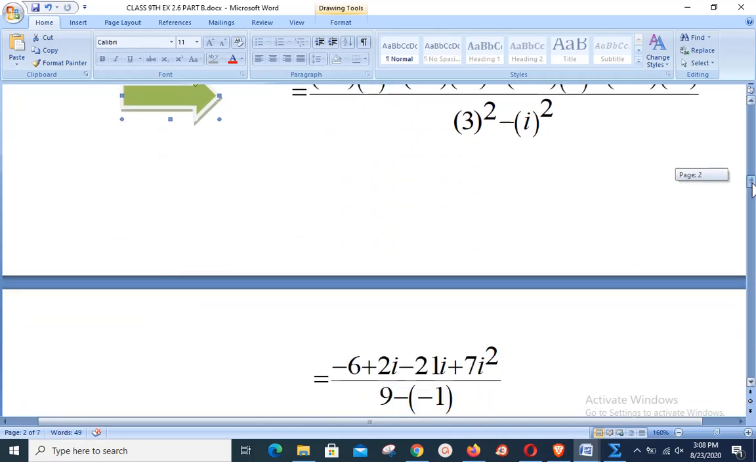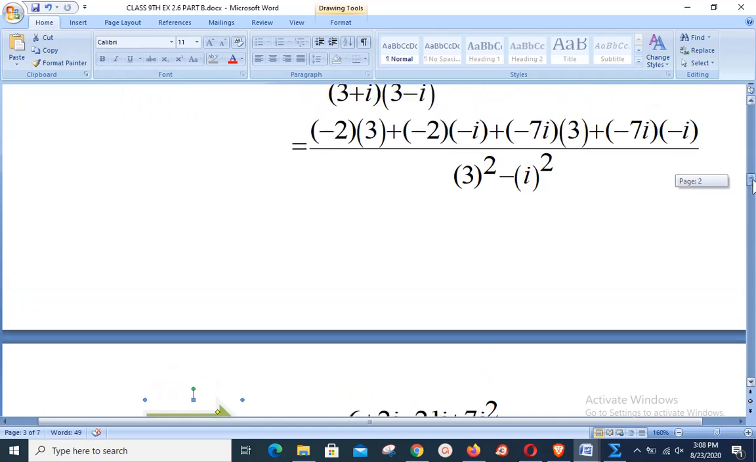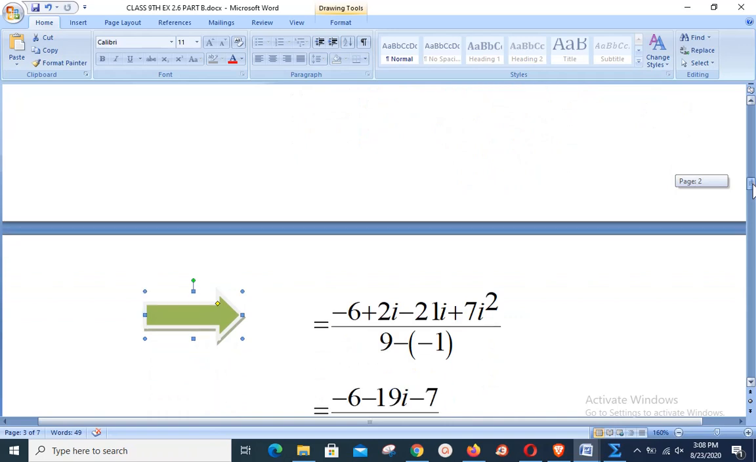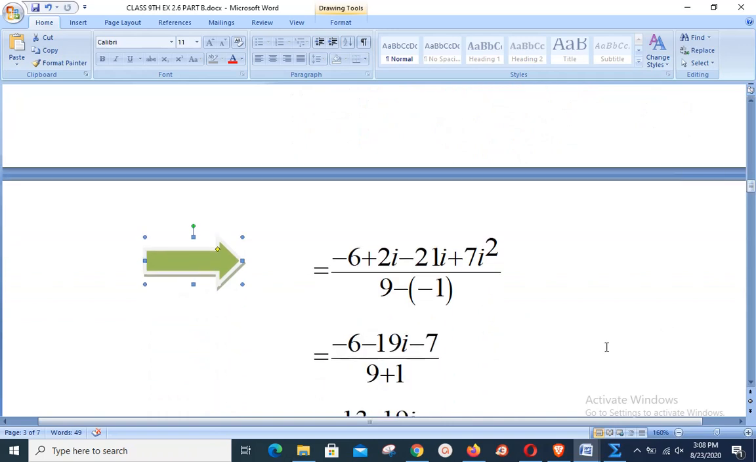Hope it is clear. Next we have, on simplifying, multiplication of 2 and 3 with sign minus gives us minus 6. The next one is 2 iota, then we have minus 21 iota plus 7 iota square.